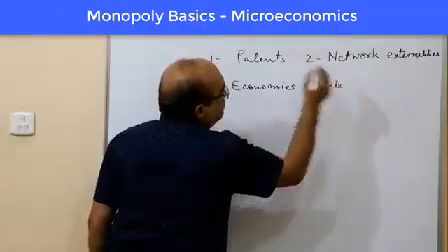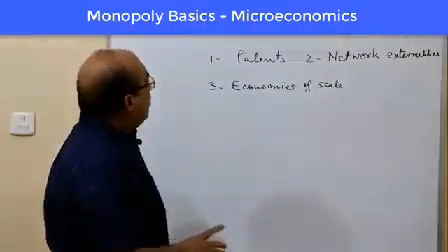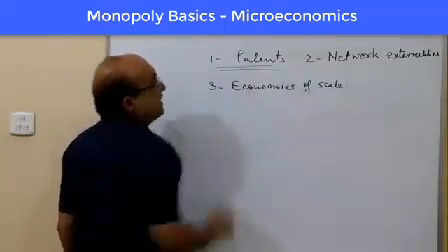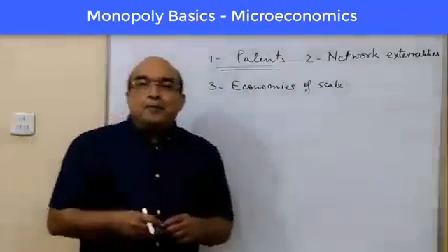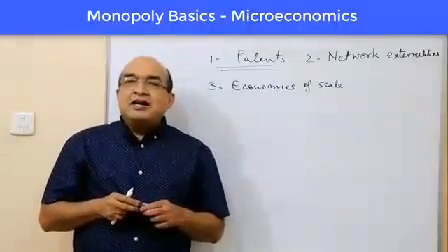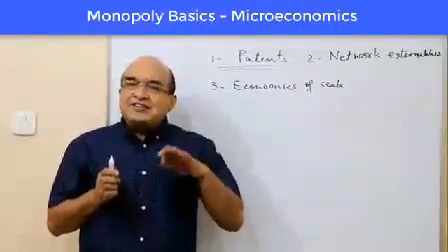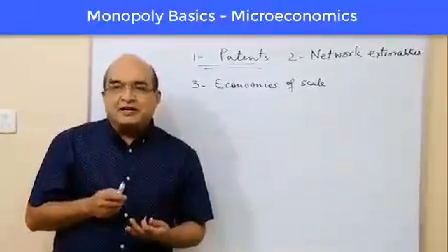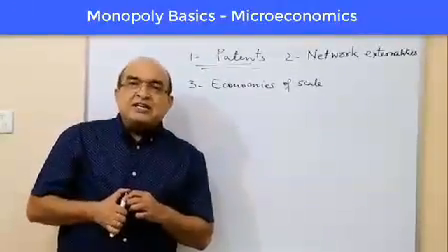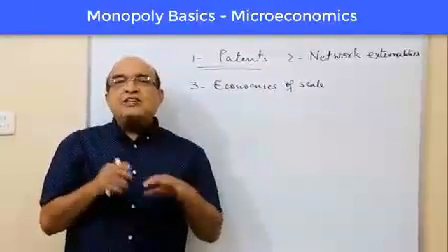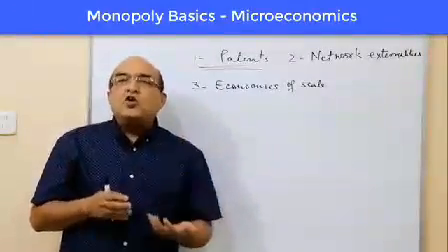Now I will explain these factors one by one. So first let me take the patents. A patent is granted to a firm that has discovered or innovated something. I mean, something that is novel, something that has commercial value, and something that is non-obvious.